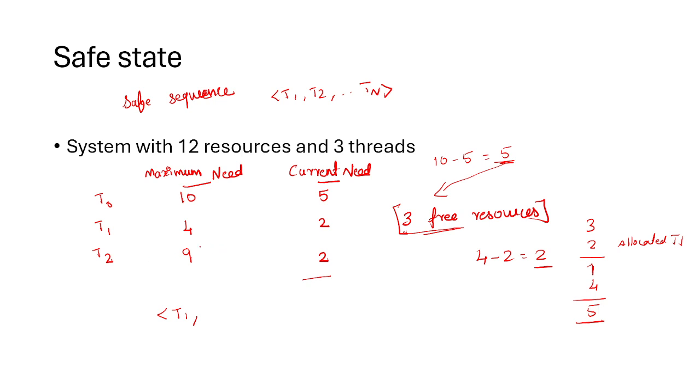T2's maximum need is 9. Already it has 2 resources. So 9 minus 2, it needs 7 resources. But we don't have 7 resources. We have only 5 resources. So again go and check with T0.